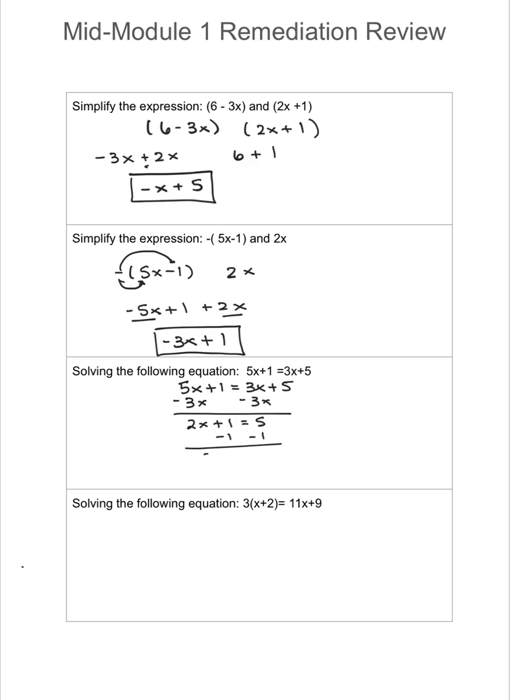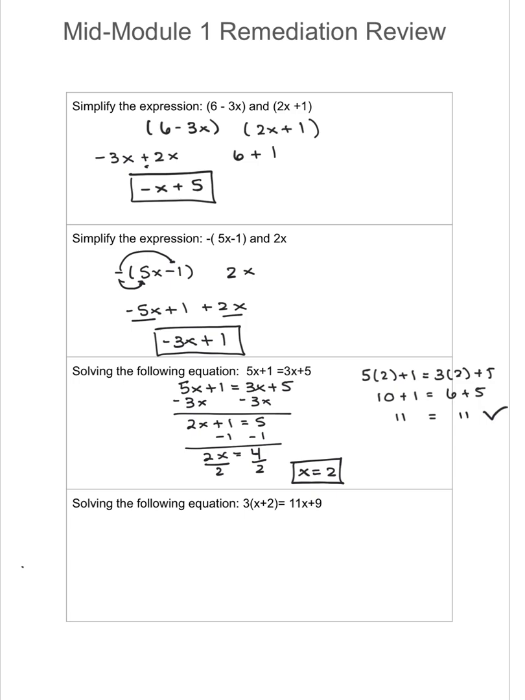Subtract 1 from both sides. I have 2x is equal to 4. Divide both sides by 2. And I get that x is equal to 2. All right. We can check our answer by plugging in, and I highly, highly, highly recommend that you do this. 5 times 2 is 10, so I have 10 plus 1. 3 times 2 is 6, so I have 6 plus 5. 10 plus 1 is 11. 6 plus 5 is 11. x equals 2 is our solution.